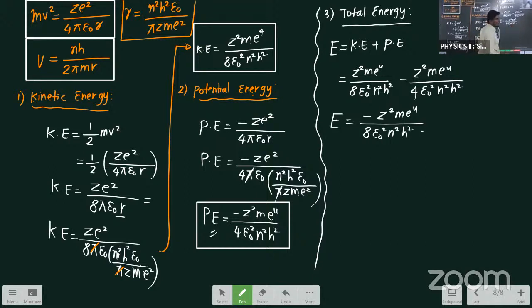See here, what can I take? I take LCM as 8. Here we'll be getting 2. 1 minus 2 will become minus 1. So what is the final expression for total energy? Energy is given as minus z square m e power 4 divided by 8 epsilon naught square n square h square. So this is the final expression for total energy of an electron.